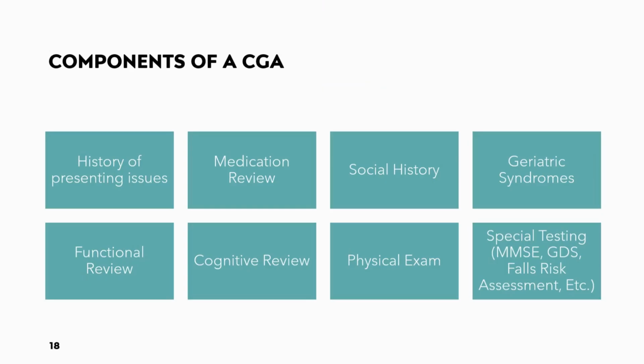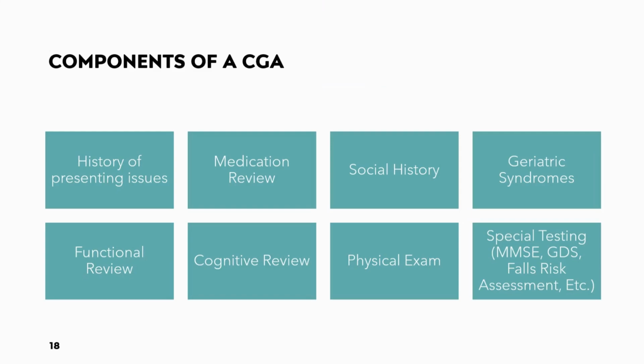Are the impairments in those things based on cognition or based on physical function? A cognitive review: has their cognition changed, and which cognitive domains are being impacted? A physical exam, and then some special testing depending on the patient. So with cognitive impairment, you might consider doing a cognitive test.